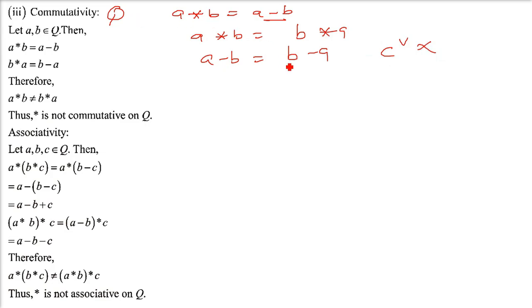Okay. Now let us go for the associativity. So A star B star C equals A star B star C.